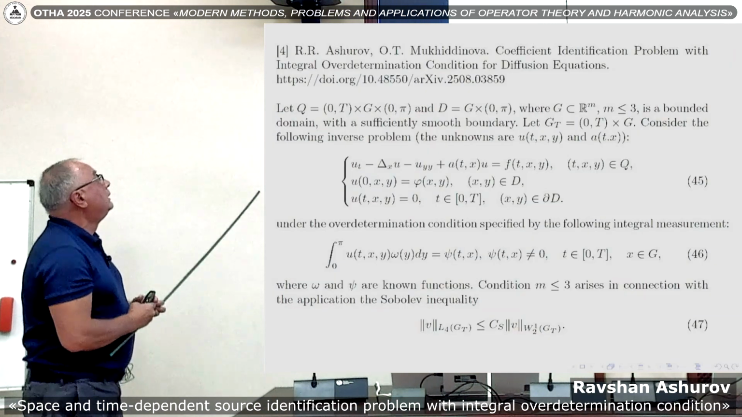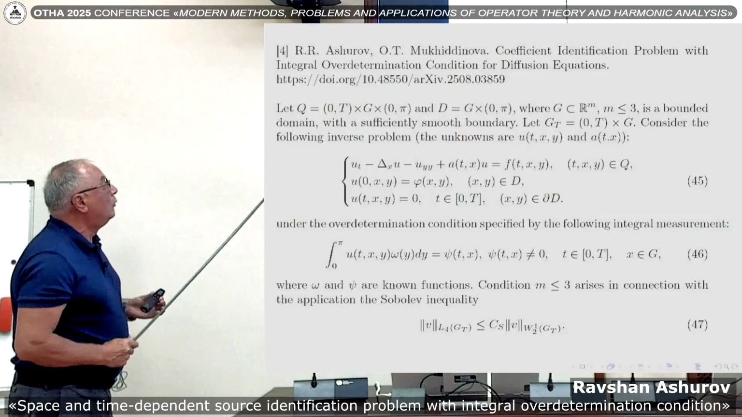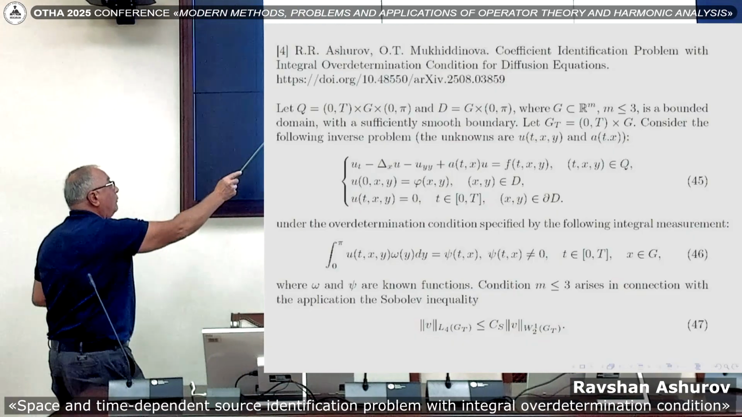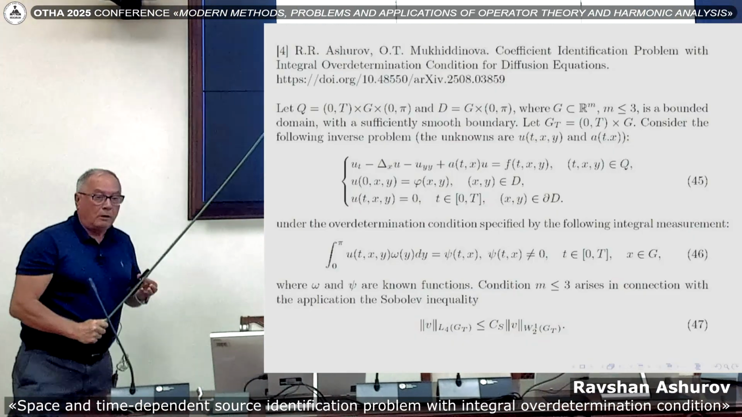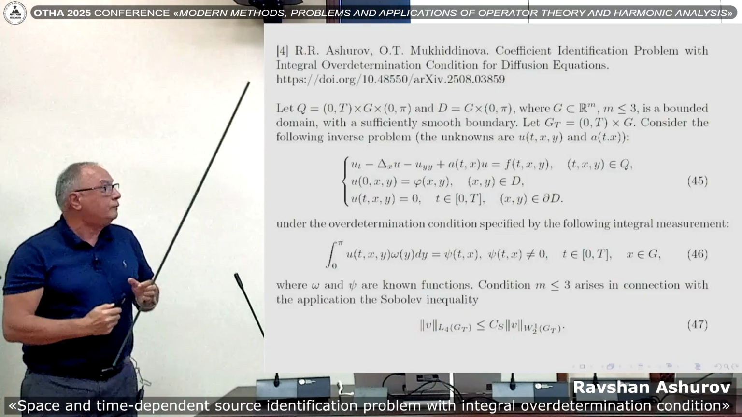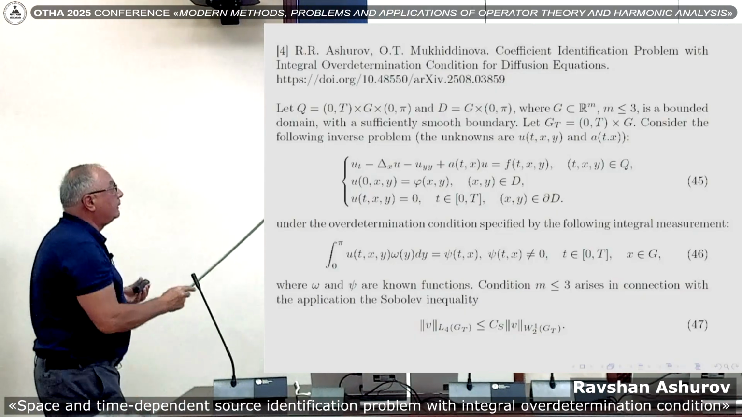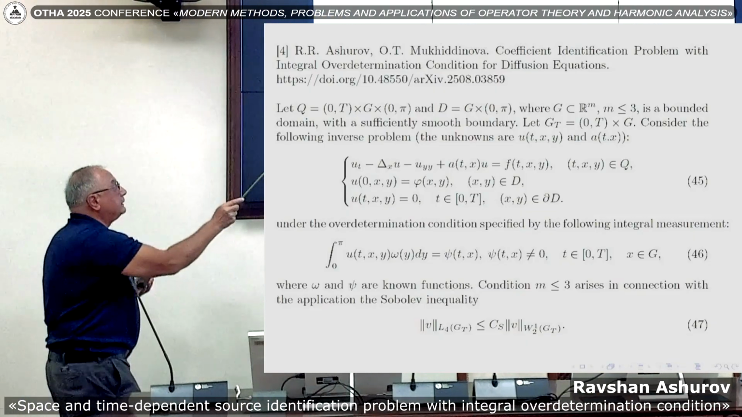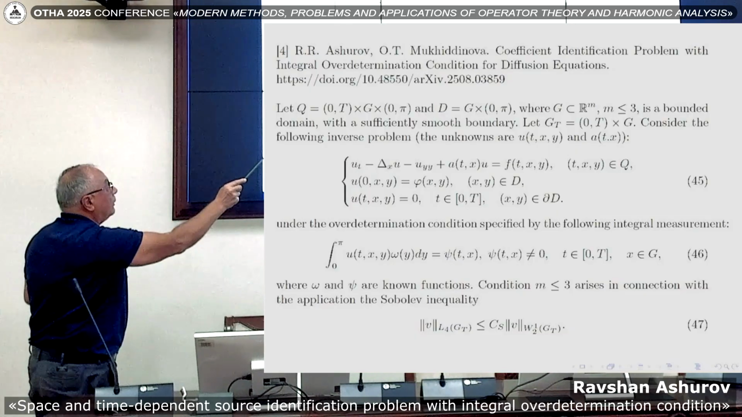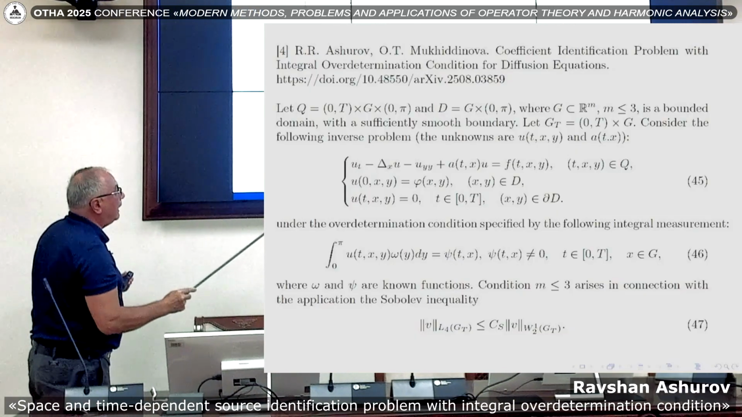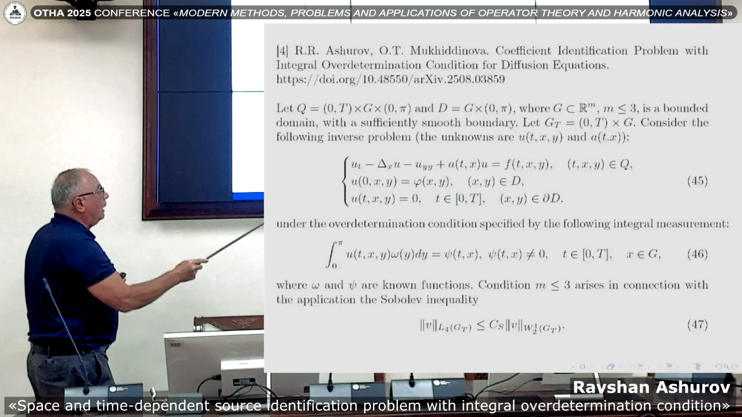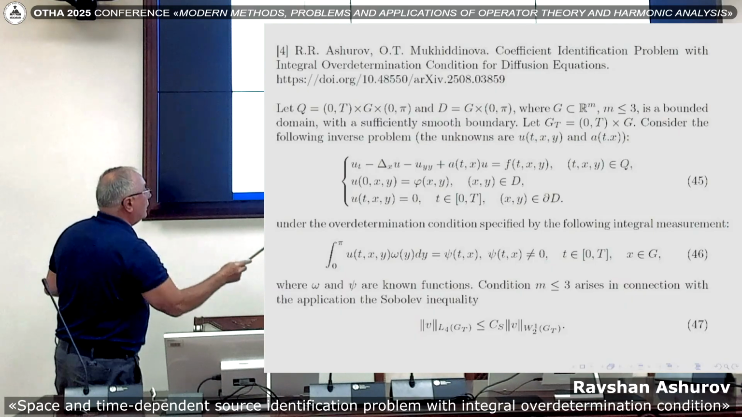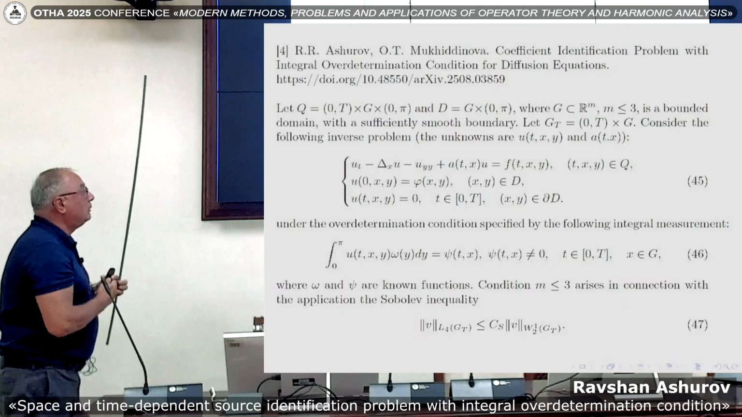Okay, now in paper 4, we consider another inverse problem, such that here the unknown is this coefficient in front of u. So to solve this problem, we use the following over-determination condition, 46. Now you see, pay attention, m is less than or equal to 3. Why? Because in the proof we apply this Sobolev inequality, and here L4, here a Sobolev space. You can use this only if m is less than or equal to 3.